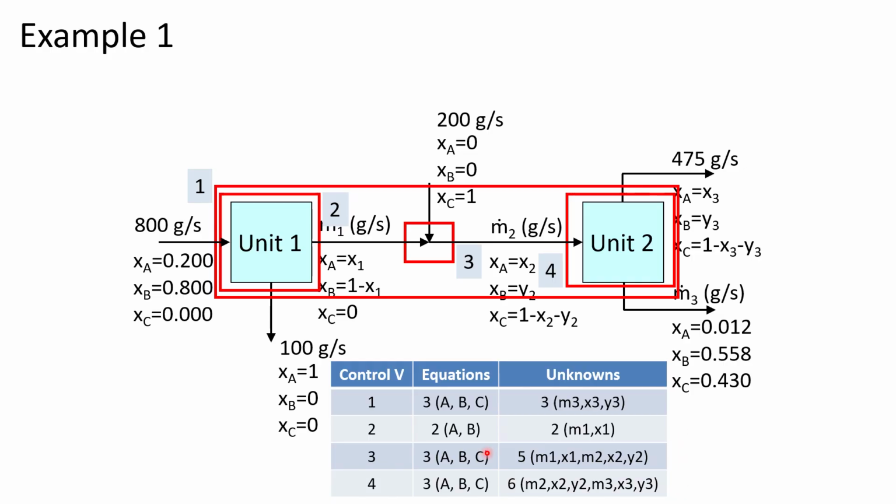The rest of the control volumes, the analysis is shown here. For the mixing point, there are 3 components associated with the streams that flow into and out of that control volume, but there are 5 unknowns. And for control volume 4, there are 3 equations we can write because there are 3 components, but there are 6 unknowns. So based upon this preliminary analysis, it appears that we should be able to solve the mass balances for control volume 1 and for control volume 2 for the unknowns associated with those control volumes. Once we have those unknowns, hopefully we'll be able to solve for the unknowns associated with control volumes 3 and 4.